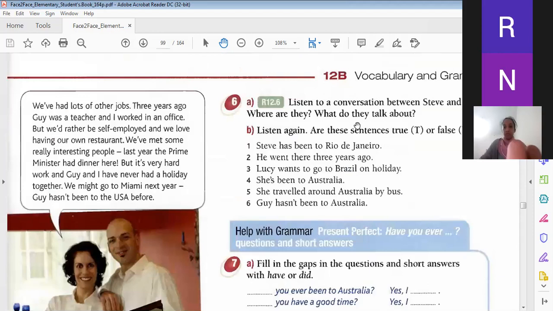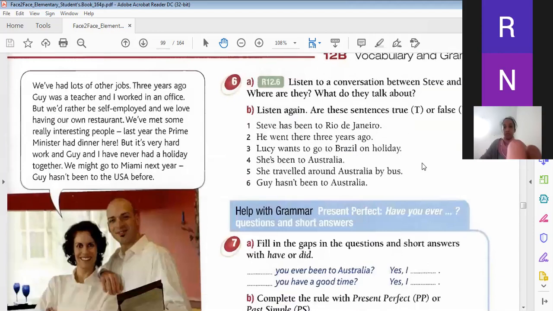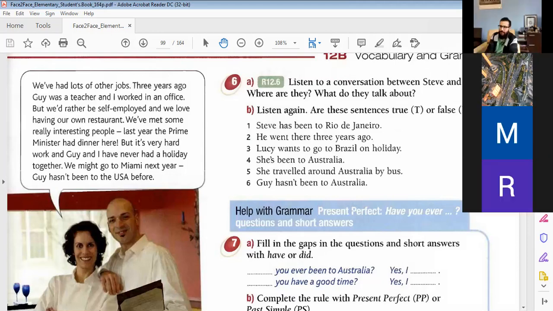Do they like being self-employed? Yes, they work in a restaurant. But do they like it? This is my question. No. They don't like it. Yes, because she said we would rather be self-employed. What does that mean? We would rather be self-employed.